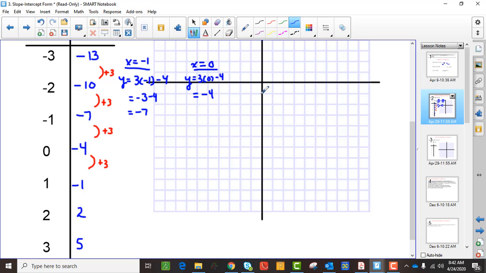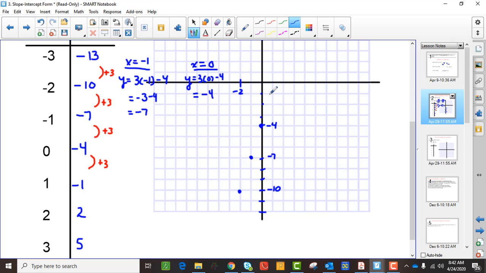So I think this grid is 12. I'm going to plot just the points that fit; the minus 13 isn't going to fit, and I don't really need it. I'm going to go to minus 2 and minus 10. So that's my first point. Then minus 1 is at minus 7, so minus 1 and minus 7 is right there. Then at 0, it's at minus 4, which is right here.